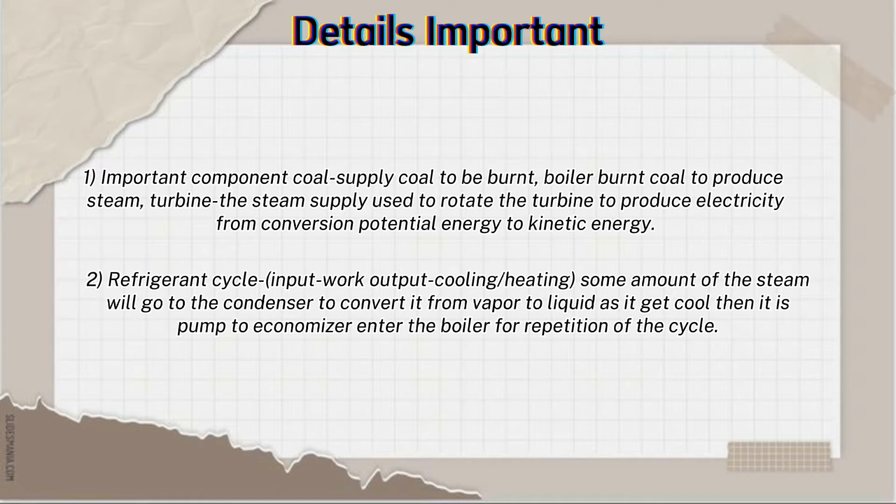That is, the input is work, the output is either cooling or heating, and the equipment involves a condenser and boiler. The process is that some amount of the steam that leaves the turbine will go to the condenser to convert it from vapor to liquid as it gets cool. Then it is pumped back to the economizer to be heated and into the boiler for repetition of the cycle.